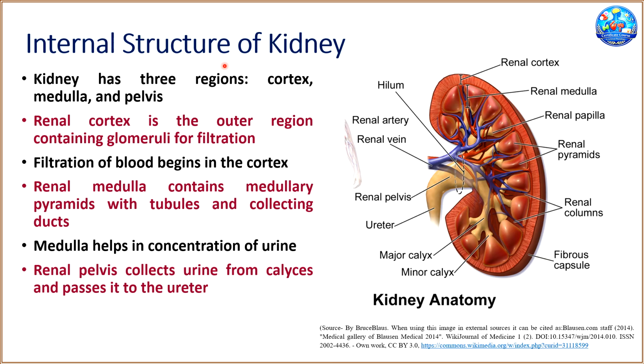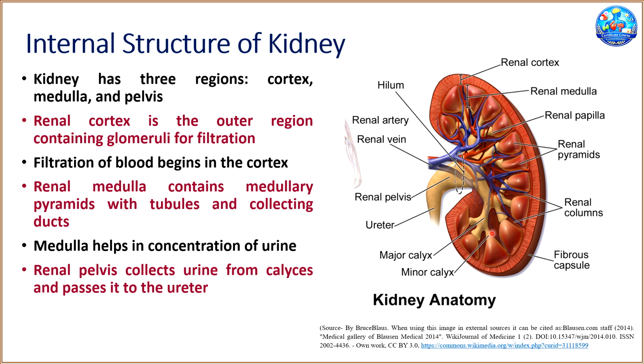Now let us see the internal structure of the kidney. The kidney consists of three main regions: the renal cortex, the medulla, and finally the renal pelvis. The renal cortex is the outer region which contains glomeruli for filtration. Maximum glomeruli are present in the cortex. Filtration of blood starts at the cortex.